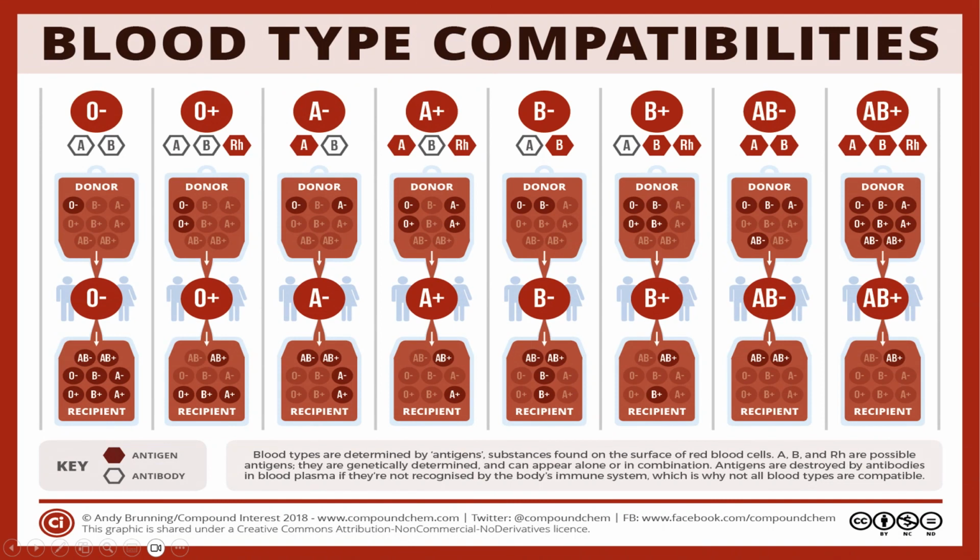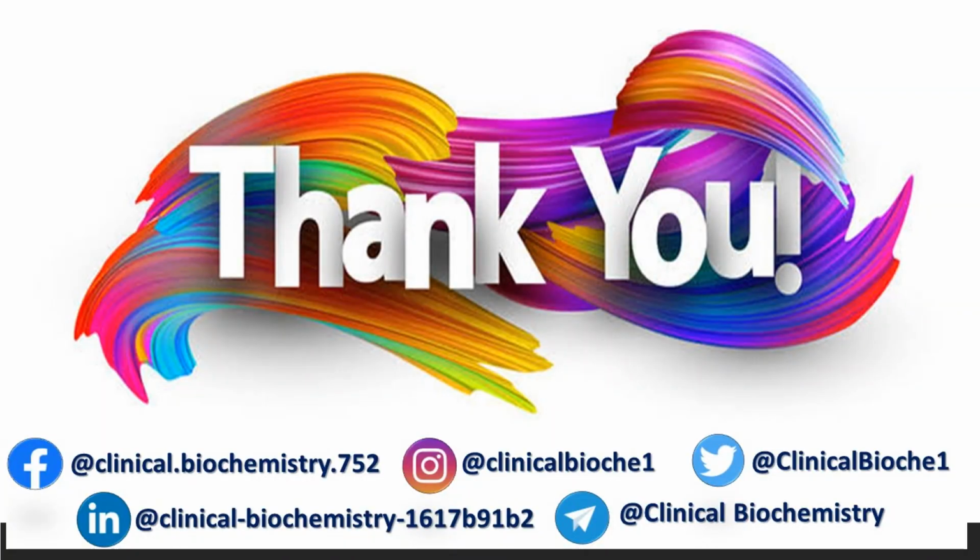So this is the donor, O minus, and O minus can give blood to these groups. So O minus is called the universal donor, and AB plus is called the universal acceptor because it can accept from any blood group. So this is all about blood group compatibility, blood group antigens and antibodies.